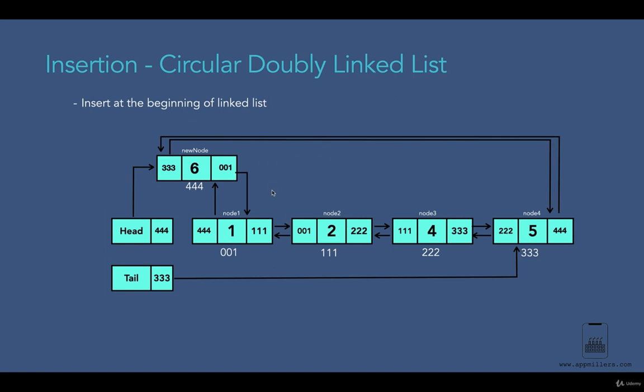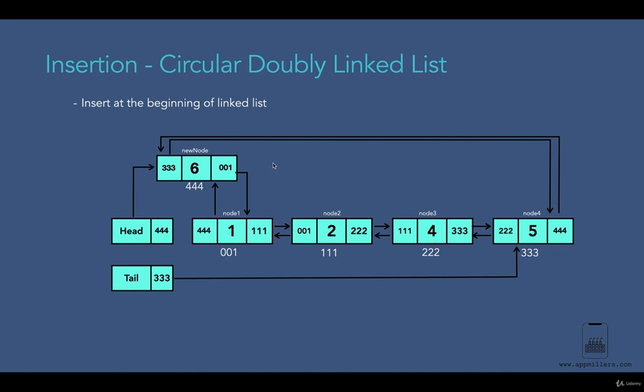Now as you can see, this is similar to the double linked list, but in this case we have to update the previous reference of this node as well to point to the last node, and the last node's next reference to point to this node over here. Now with this we have completed insertion of a node at the beginning of CircularDoublyLinkedList.